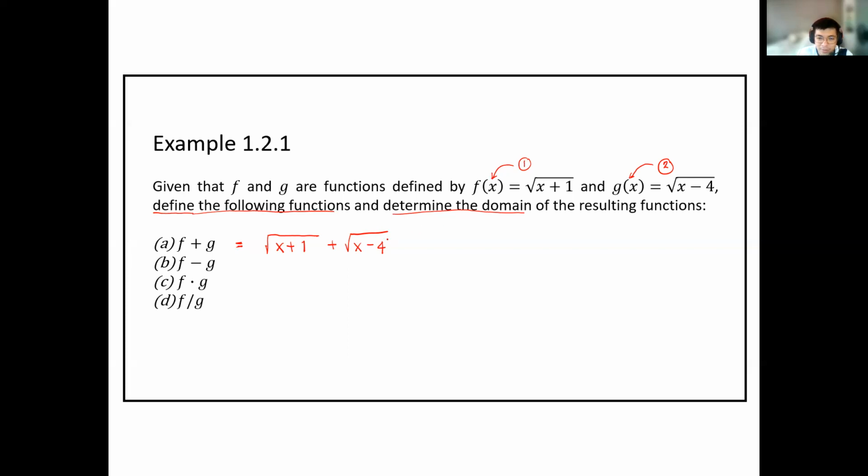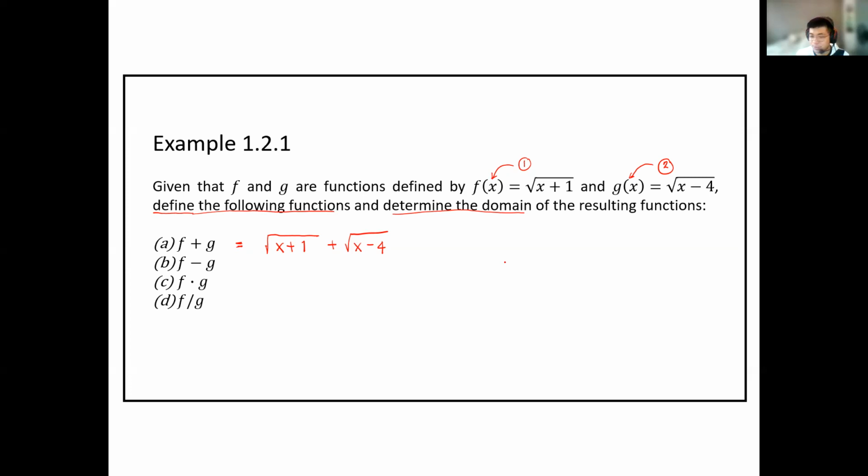By getting the range, we can say that for us to avoid imaginary numbers, we have to avoid a negative value, right? It can be 0, but as long as it's not negative. So for the first radical expression, the value of x cannot be a negative value, less than negative 1.